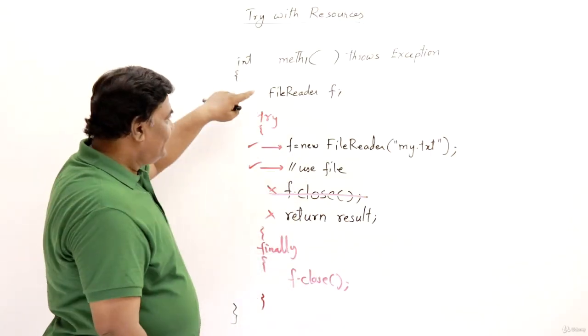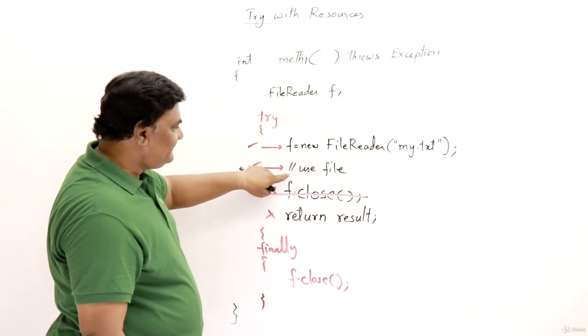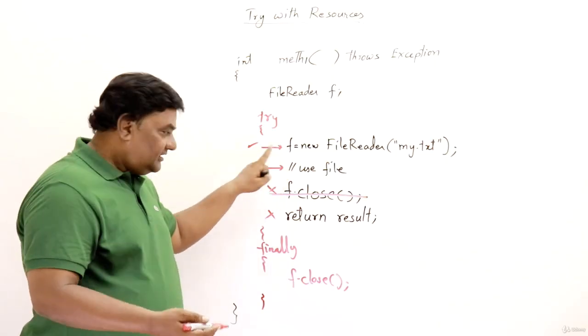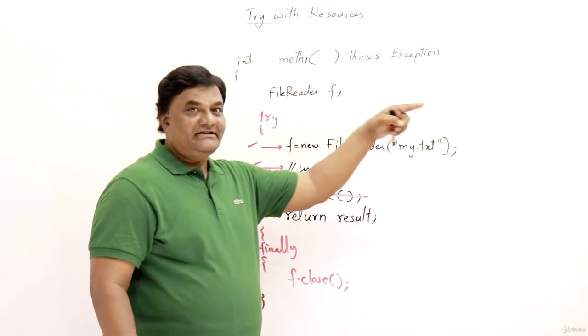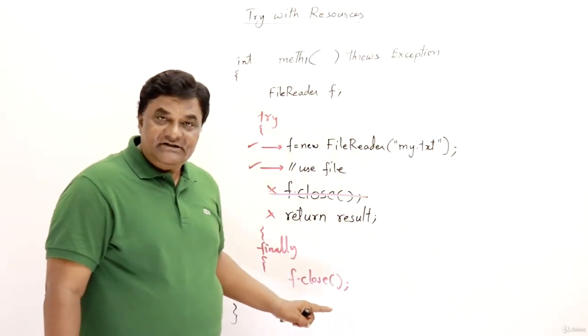Next, in case of exception, the file is open, the file is being used, there is some exception. Close, then throw the exception. So before throwing, first of all, it will close the file.